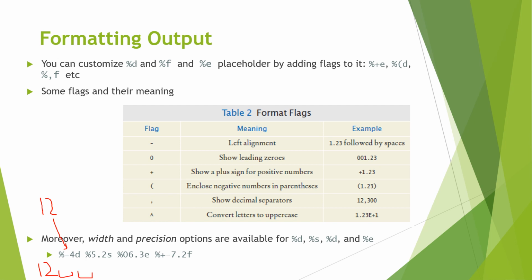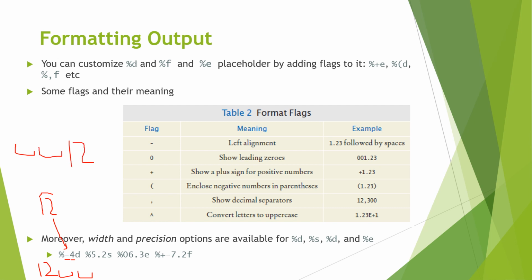Why do we need 2 spaces? Because the length is 2 and the minimum width should be 4, so you need 2 extra spaces. Why do you put them after the 12? Because of this minus. If there was no minus, then it would print it this way: spaces, 1, 2.